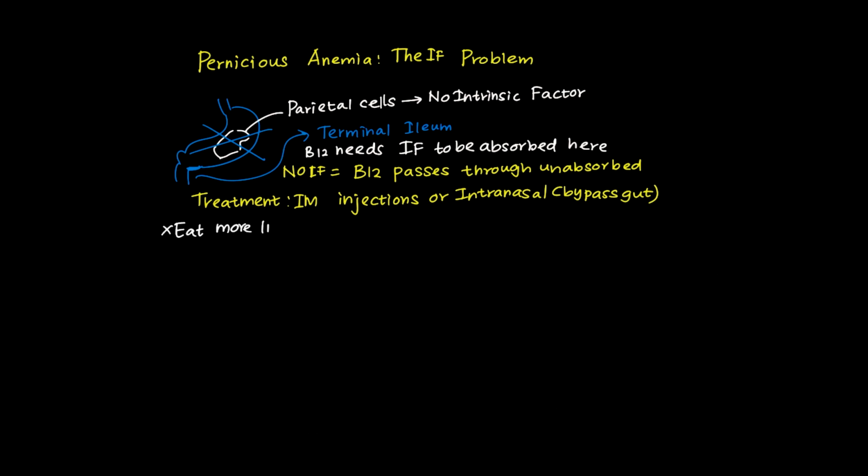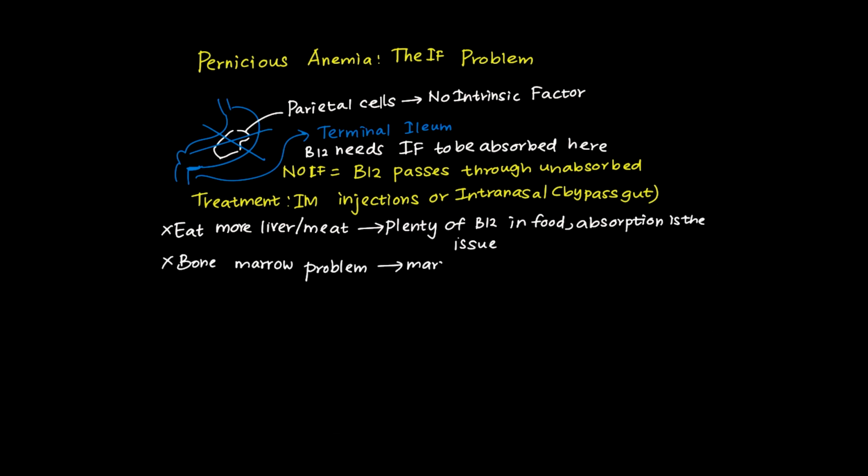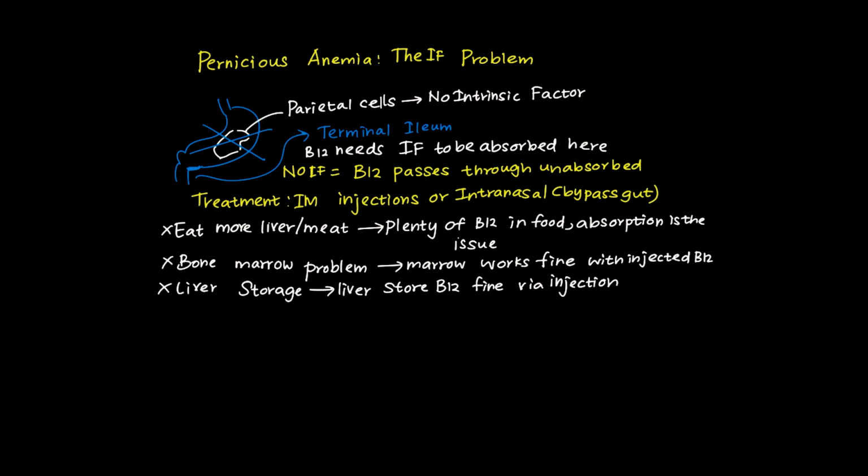Diet isn't the problem here. Liver and red meat are loaded with B12. The bone marrow can process B12 perfectly well once it reaches the bloodstream through injection. The defect isn't at the marrow level, and liver storage is fine too. The liver stores B12 normally when delivered via injection. The entire defect is at the absorption step in the gut.